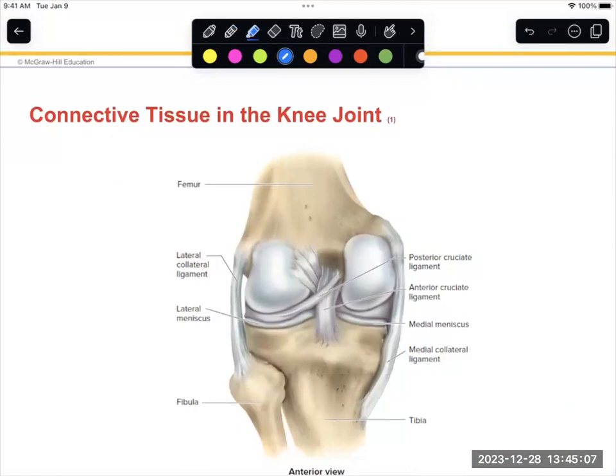So the knee joint contains all the different connective tissues and is used to illustrate their functions. So what are the 3 bones of the knee joint? We have the femur, the fibula, and the tibia. And the patella, which is not pictured here.